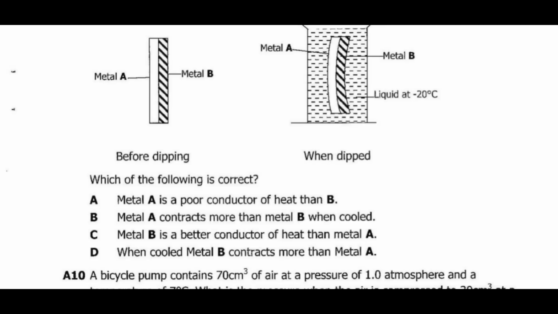A, metal A is a poorer conductor of heat than B. No. B, metal A contracts more than metal B when cooled. According to the diagram, we can see that metal A is outside. Then C, metal B is a better conductor of heat than metal A. No. Then D, when cooled, metal B contracts more. That is making sense, because since it has to do with a negative temperature, definitely we are looking at cooling here.